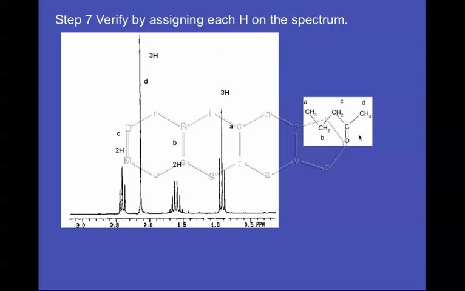Looking at the CH3s, you can see the CH3 that we've labelled D is closer to the C double bond O than the CH3 we've labelled A, and that's borne out by the spectrum as well. You can see that D is downfield from A because D is closer to the C double bond O than A is. And that's always a good thing to look for when you're trying to assign spectra.